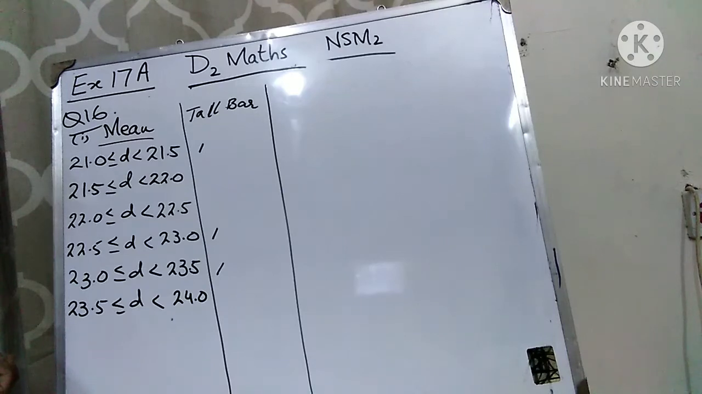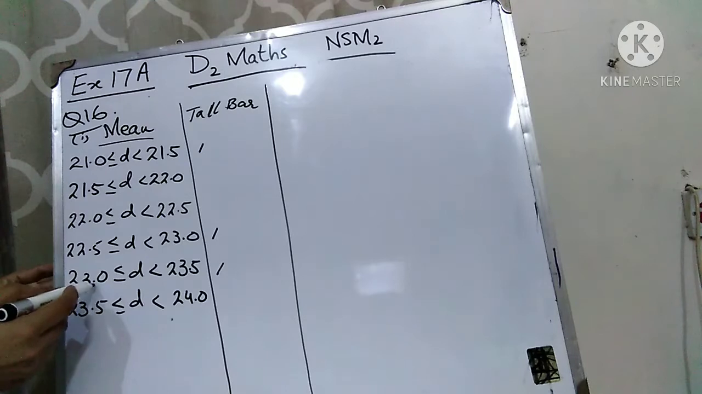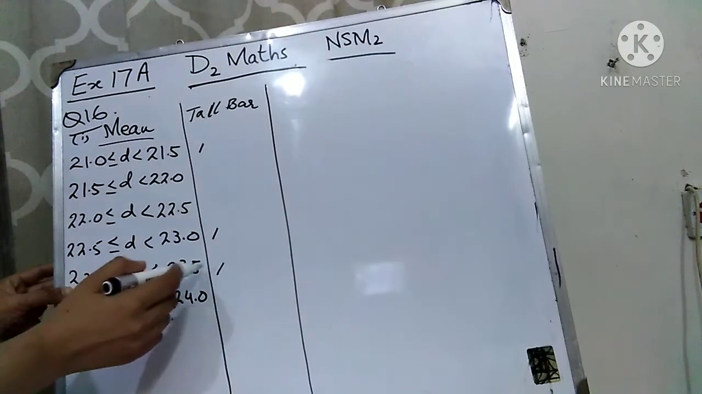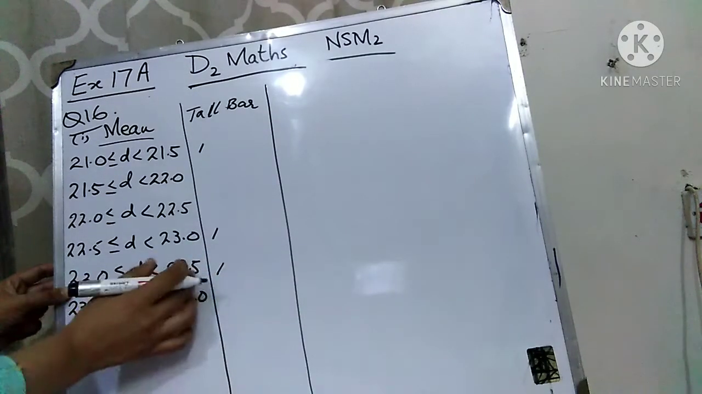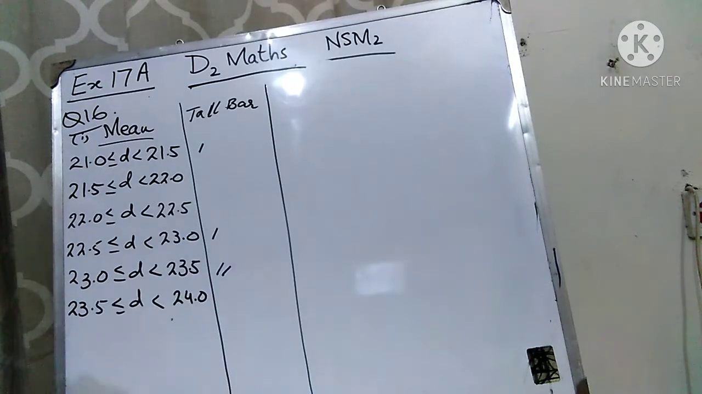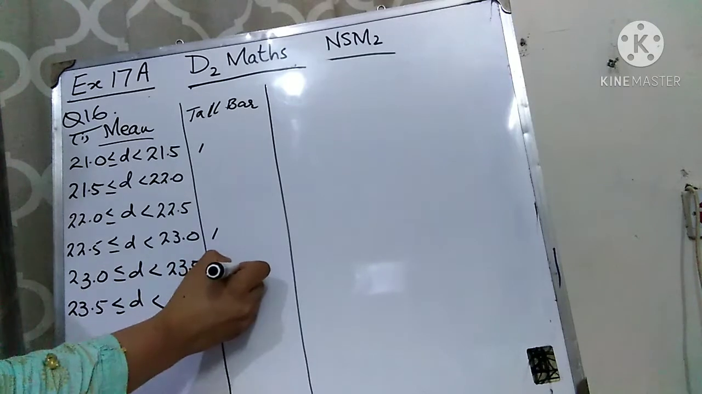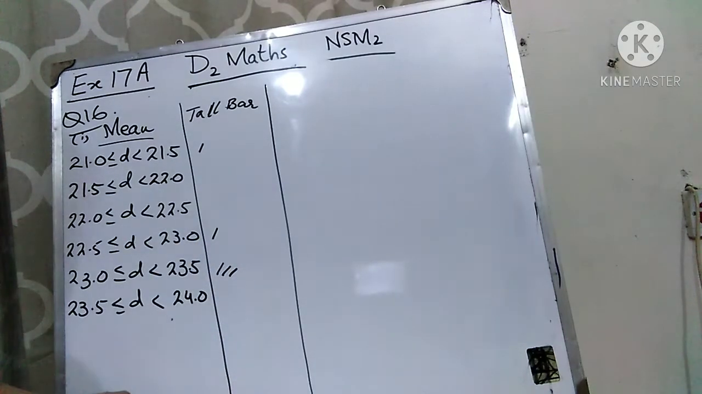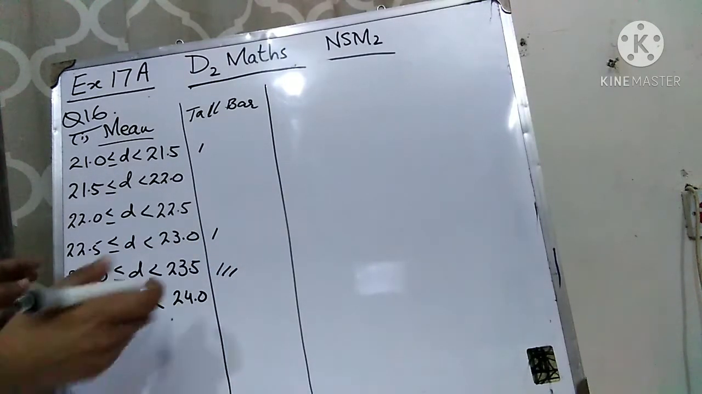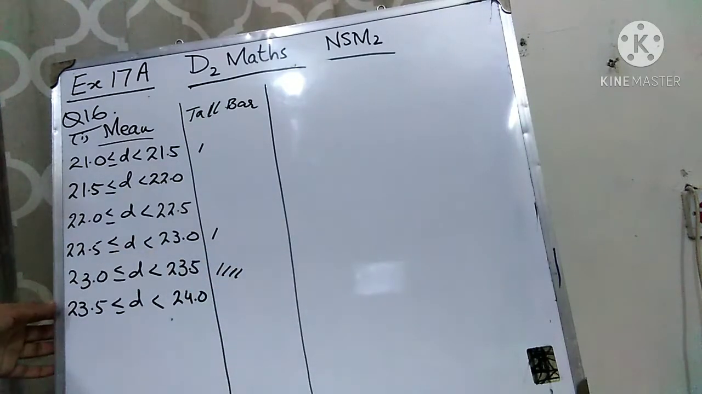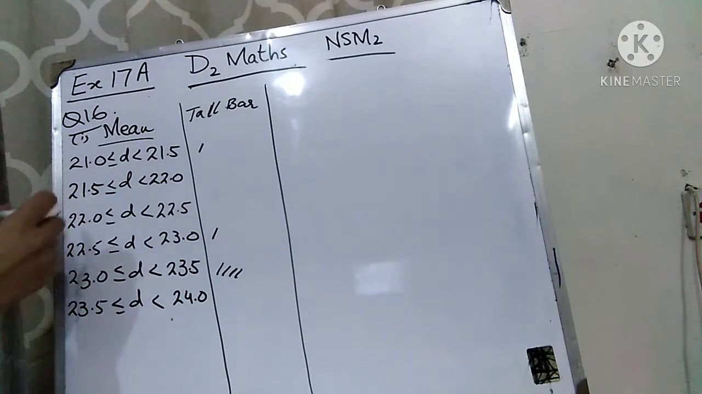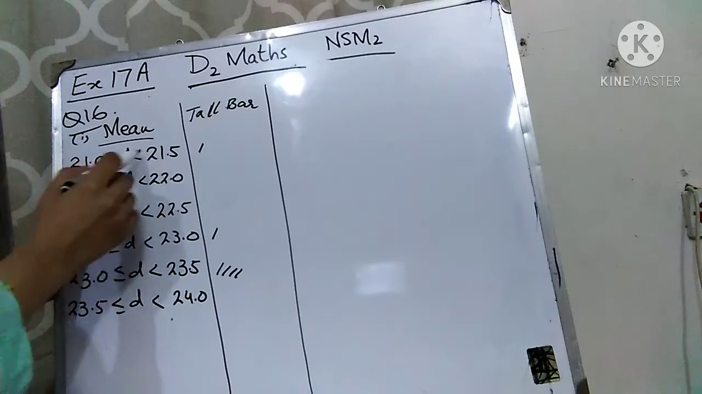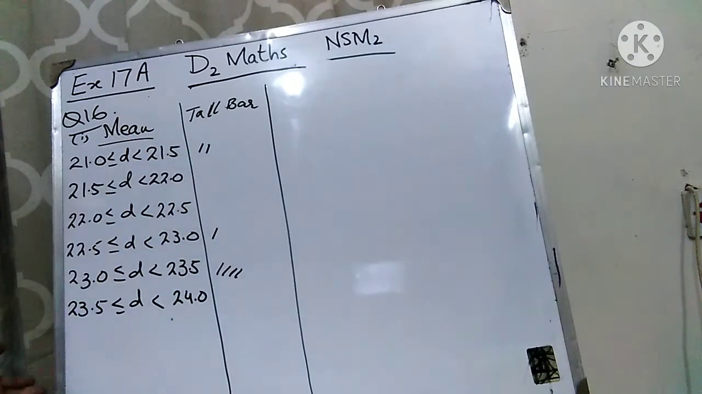And 23.1, this is 23.0, so it means that 23.1 will come within this range. So draw another tally over here. And the next value is 23.2. So 23.2 again lies over here. Now 23.0 lies over here again. And then 21.1. Here you can see that this is 21.0. So 21.1 will lie over here.